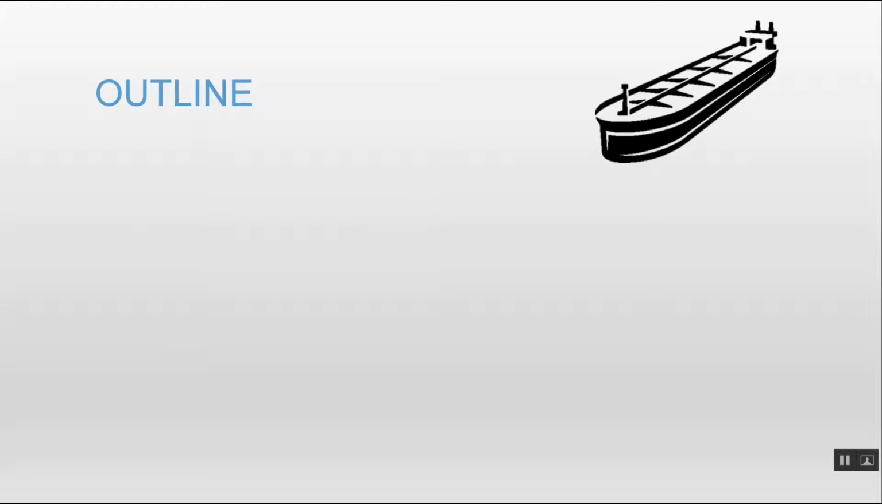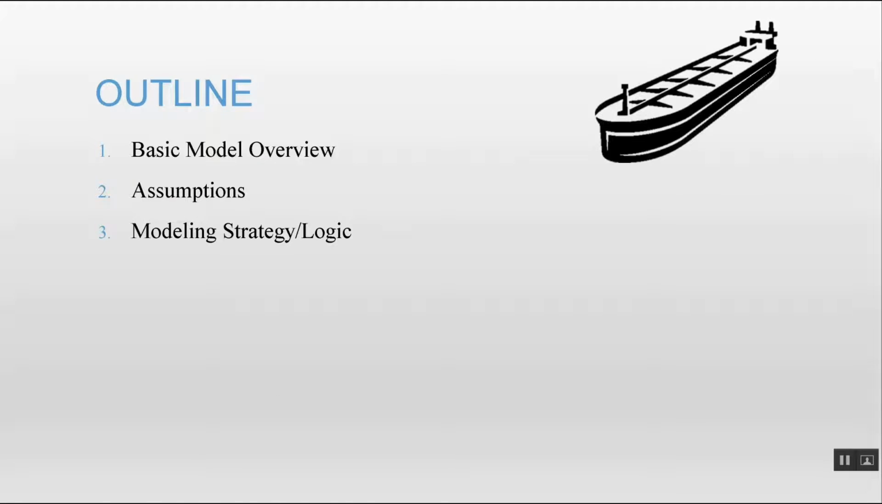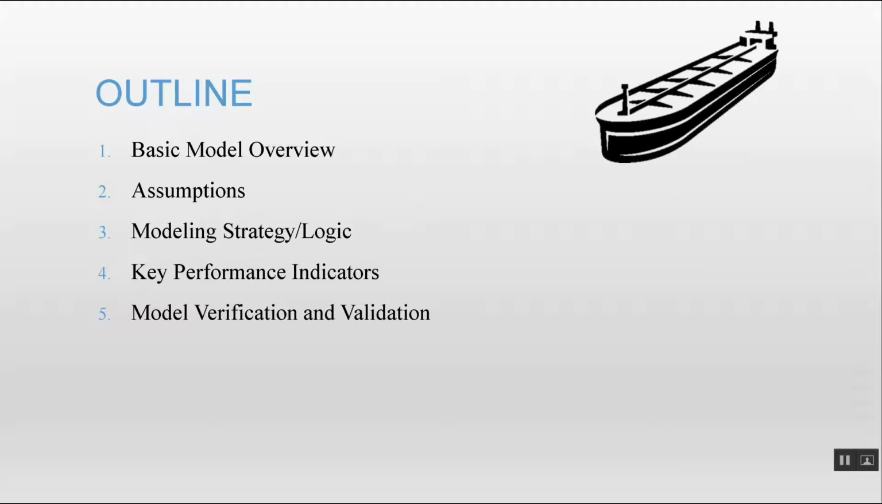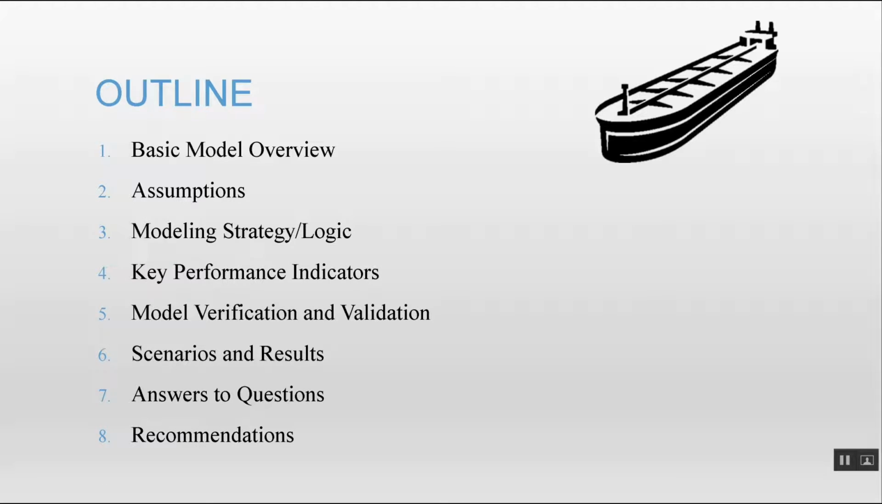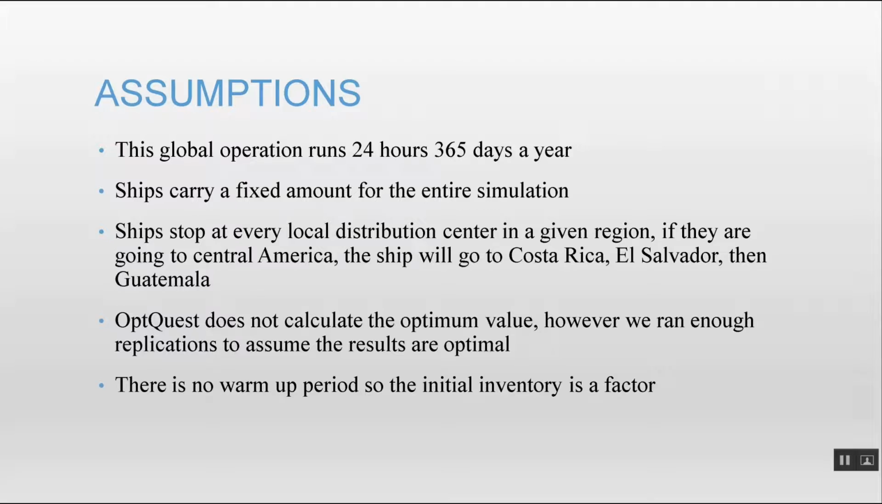The outline that we will follow is first, the basic model overview. Second, go over the assumptions. Third, model strategy and logic. Fourth, key performance indicators. Fifth, model verification and validation. 6, scenarios and results. 7th, answers to questions. 8, recommendations. Starting off, we have our assumptions.